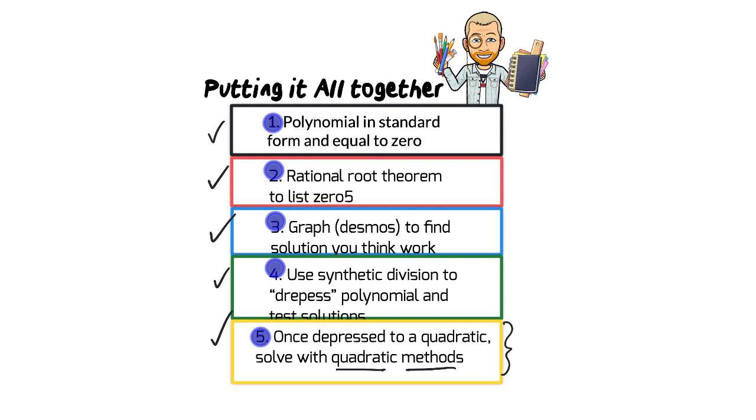We know how to get it equal to 0. That's pretty easy. Just write it equal to 0. Sometimes we have to slide stuff over by subtraction just to make sure it equals 0. Rational root theorem. Remember, that's the P over Q stuff. Okay. Graph it with Desmos. Okay. Look for those answers. You want to look for whole numbers, or rather integers, I should say.